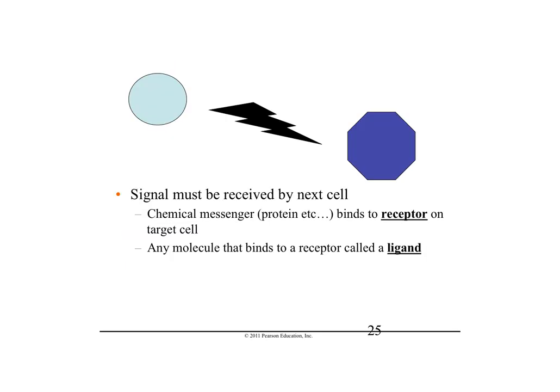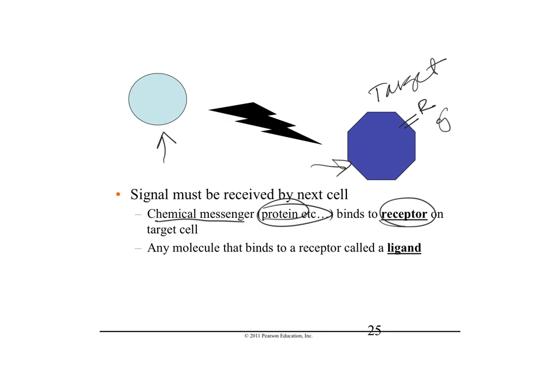So one signal has to be sent from one cell and received by another. So this chemical messenger, a protein, think of it like a hormone, binds to a receptor on the target cell. This is a target, and it would be a receptor, right? That protein that sticks out, maybe a glycoprotein, something like that.